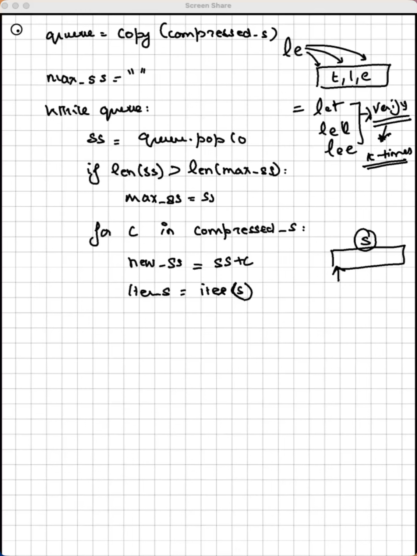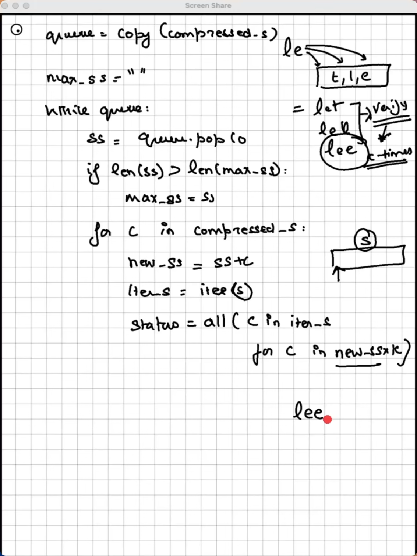Now what we're going to say is that my status is equal to all. Just hold on for a second, I'm going to explain this: c in iterS for c in new SS times K. What this is saying is, let's say I had LWE. So my new SS is LWE. Now multiply that 2 times. I am looking for LWELWE. For c in this, the first c is here.